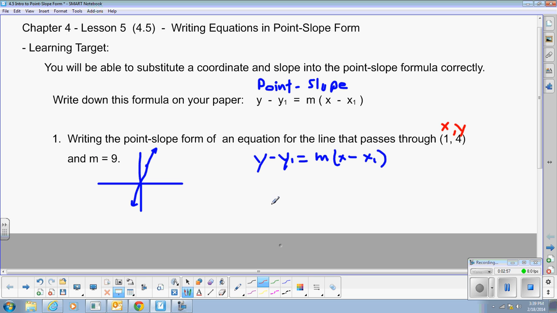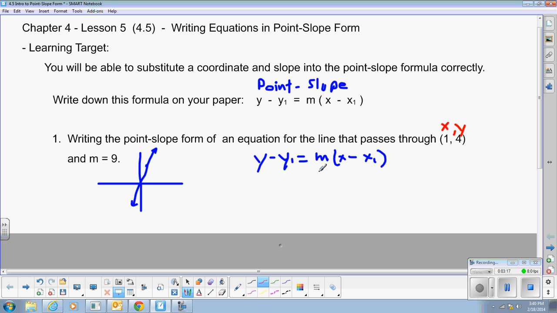So I'm going to substitute in. Looking at the formula, I have a y1 and an x1. This little 1 is called a subscript. That 1 is actually telling you this is where you put the value for y in your coordinate. This is the value of x from the coordinate. And m, of course, you know to be slope, and you're going to put it there.